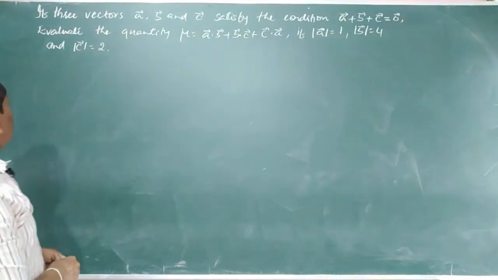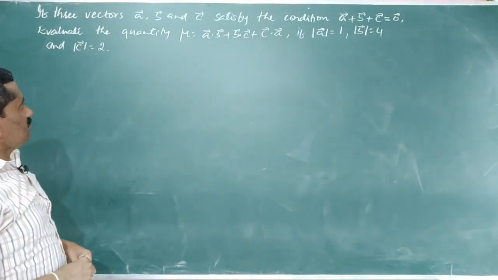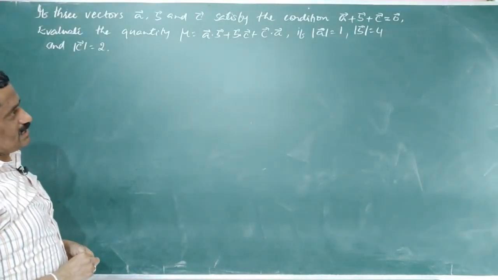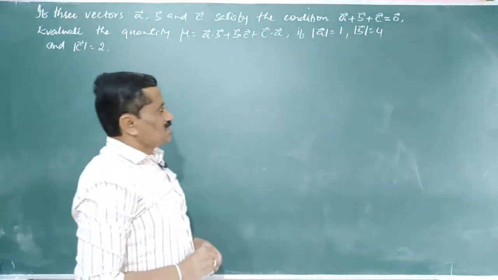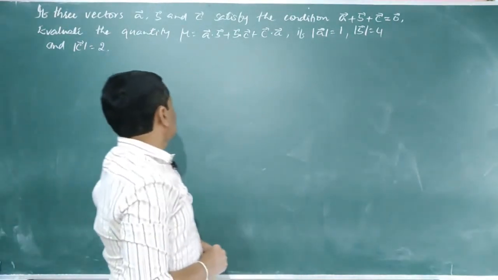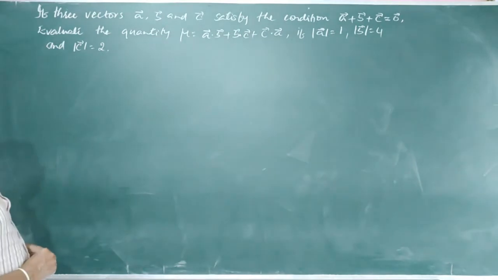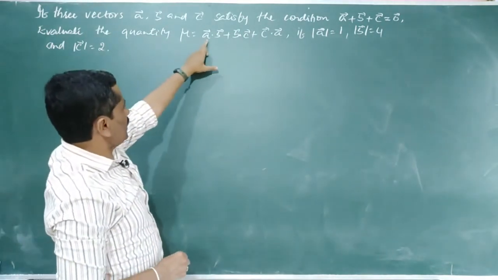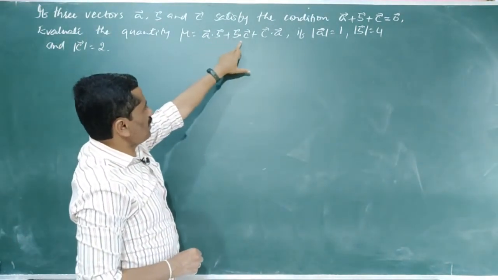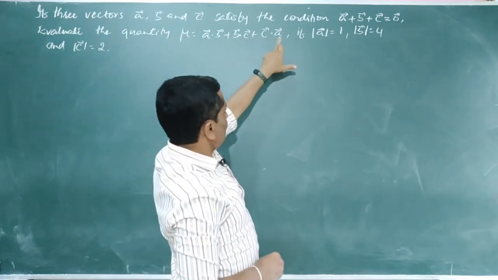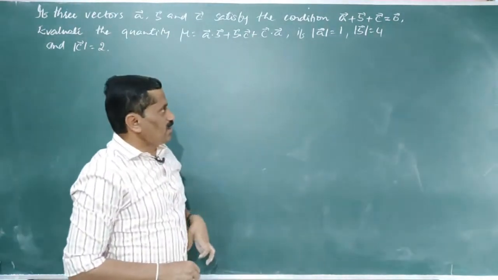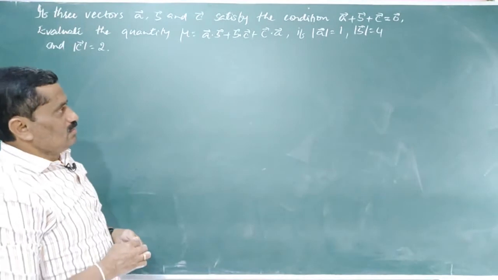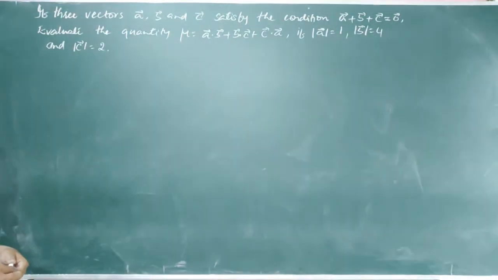Next, if three vectors a bar, b bar and c bar satisfy the condition a bar plus b bar plus c bar is equal to 0 bar, evaluate the quantity mu is equal to a bar dot b bar plus b bar dot c bar plus c bar dot a bar, if magnitude of a bar is equal to 1, magnitude of b bar is equal to 4 and magnitude of c bar is equal to 2.